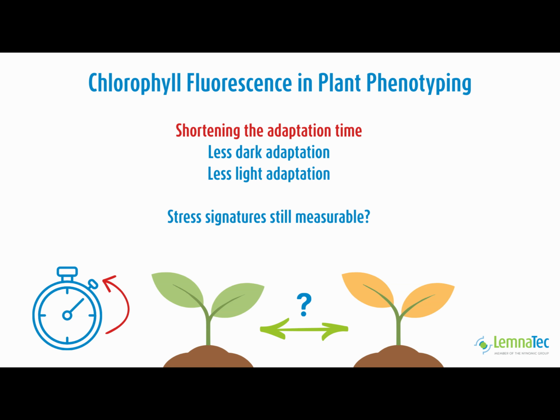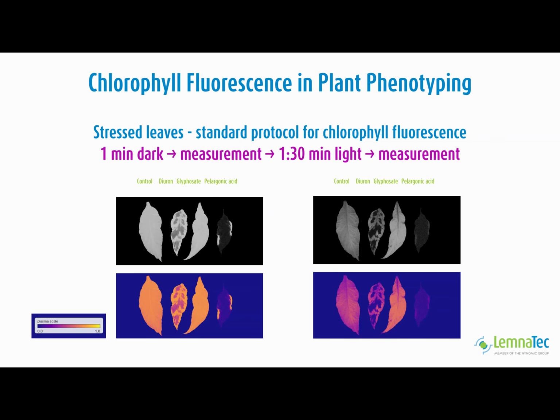In the next step, I shortened down the dark and the light adaptation time to see whether signatures of damage and stress could still be seen in the chlorophyll fluorescence data that were acquired now not after the standard dark or light adapting time, but after a shortened adaptation time. I could shorten down the dark adaptation time to just 1 minute and the light adaptation time to 1.5 minutes, and still could detect the stress that was caused by the herbicide.